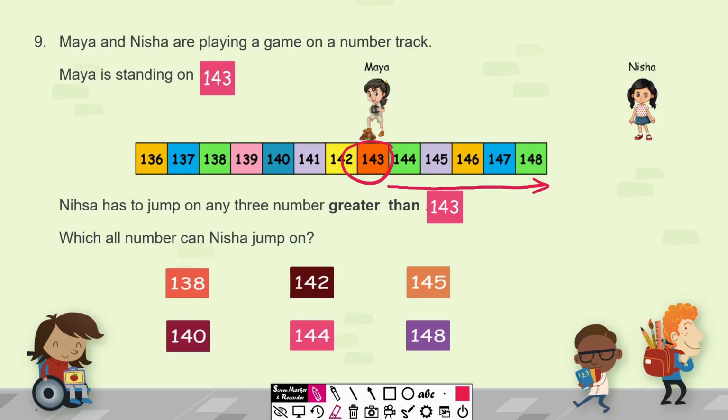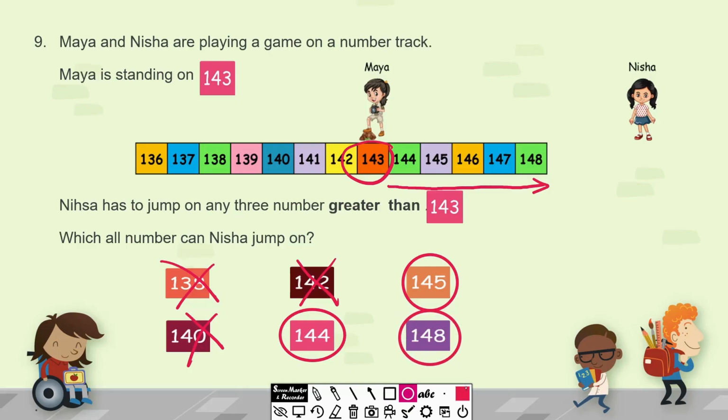Yes! So, she can jump on number 138? No. 142? No, it is less than 143. 145? Of course, she can jump on number 145. And 140? No, she cannot jump on this. 144? Yes, of course, this is greater than number 143. And 148? Yes. So, these three numbers are the numbers greater than number 143 on which Nisha can jump on. Correct?